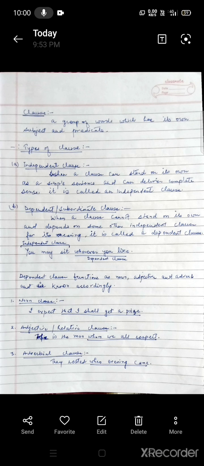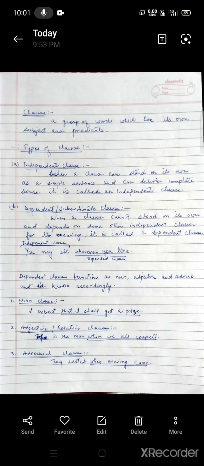Okay, a very important topic of grammar. So, I'll begin. What is a clause? A clause is a group of words which has its own subject and its own predicate. A clause looks like a sentence, or we can also call it a semi-sentence, where it has its own subject and its own finite verb. Okay, so this is a clause.